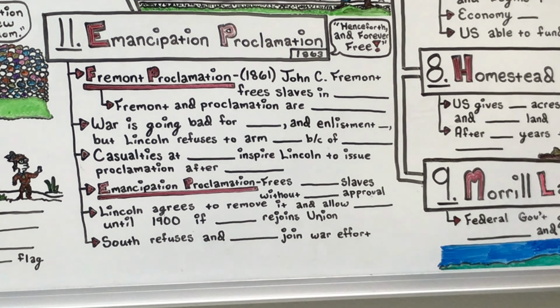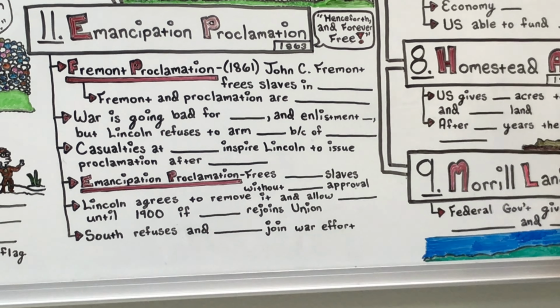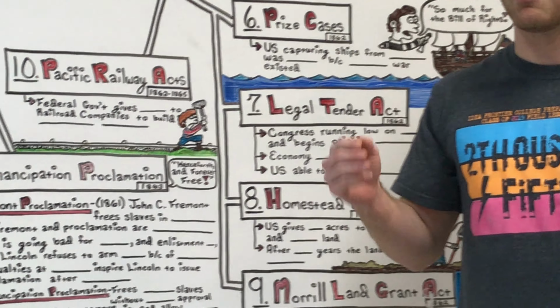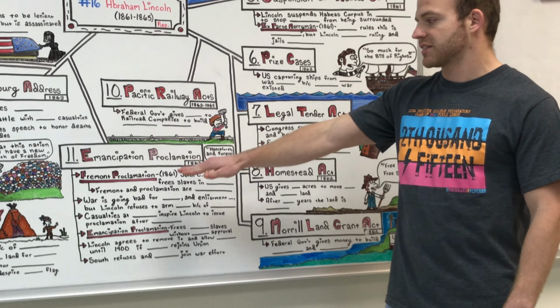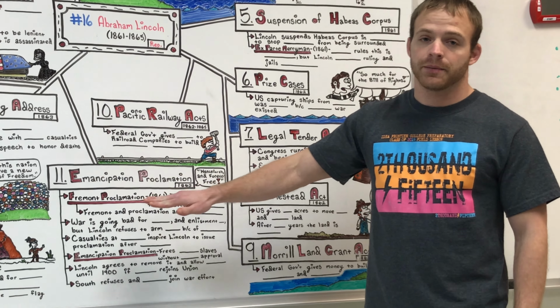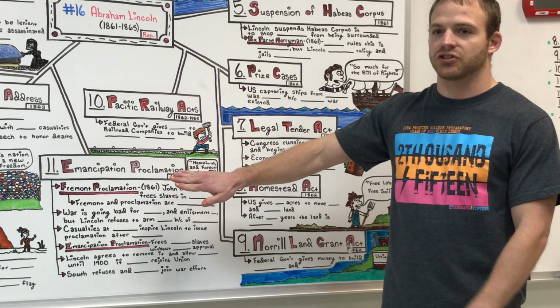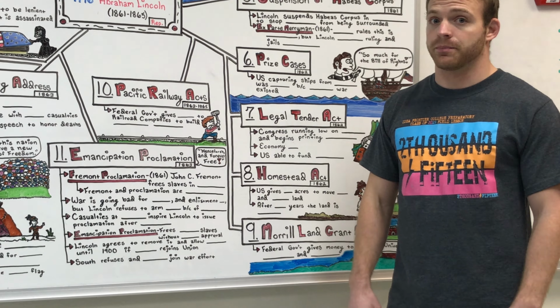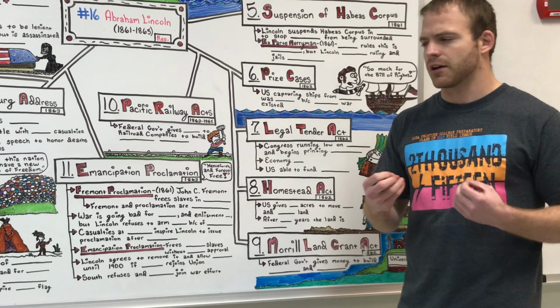And Abraham Lincoln says, no, you cannot do that. Because if you start freeing slaves, then that's going to tick off the border states and they might join the Confederacy. So basically he has to tell John C. Fremont, you were wrong. Okay, removes him from his position. And also is going to say, those slaves are not free. All right, kind of an interesting thing about Lincoln.